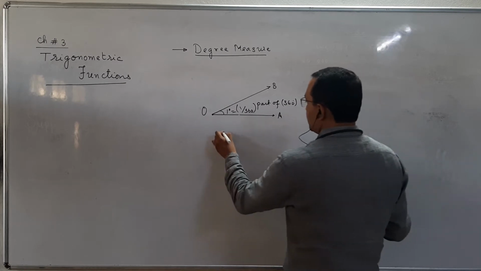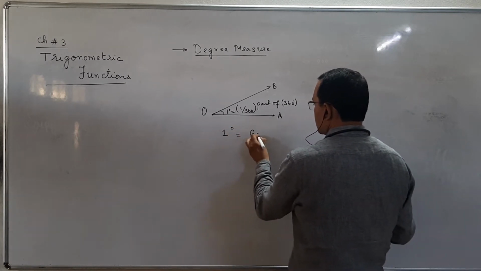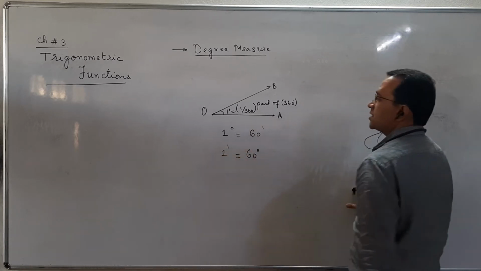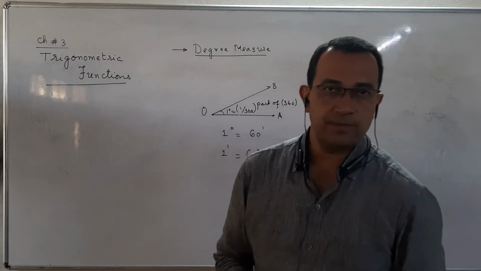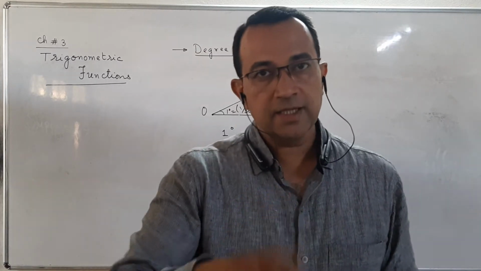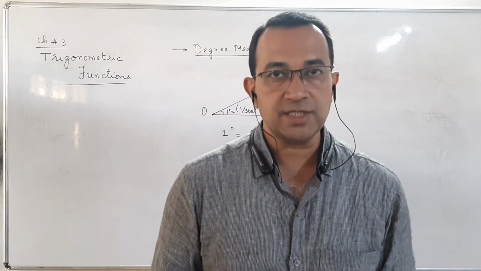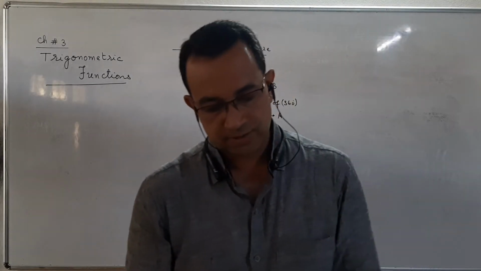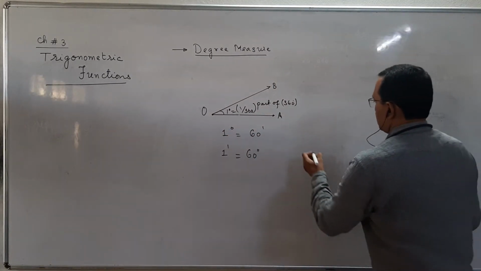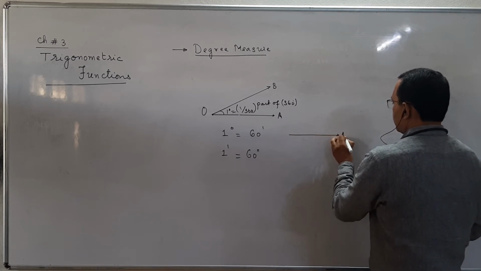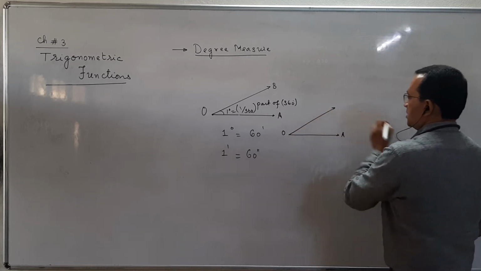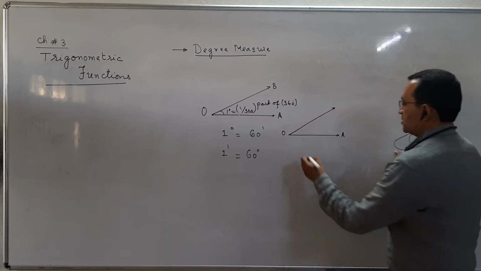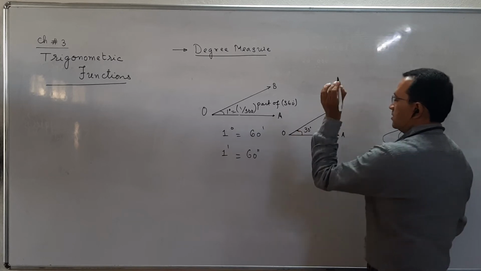And 1 degree is equal to 60 minutes and 1 minute is equal to 60 seconds. This we have to remember. 1 degree is how many minutes, students? 60. And 1 minute is how many seconds? 60. All of you know this. Say suppose this is the initial ray. So this is, you can say, the terminal ray, and this is 30 degree. Isn't it?